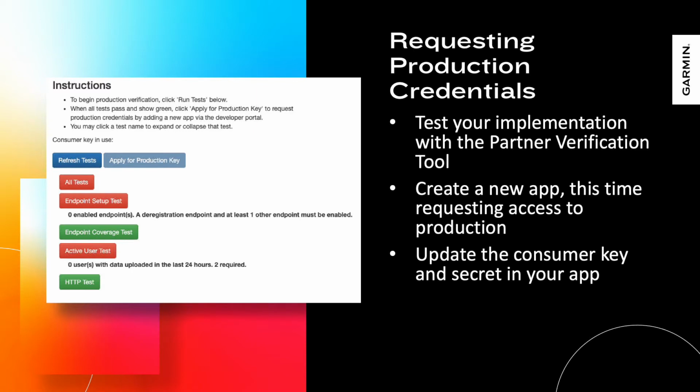Once all the verification requirements have been met, you can request a production key by creating a new app in the developer portal and requesting a production key. The process is the same as when you created your evaluation app. Since the verification process only requires data from 2 distinct users, it's best to wait until you have created a production app in the portal before beta testing your integration with your end users.